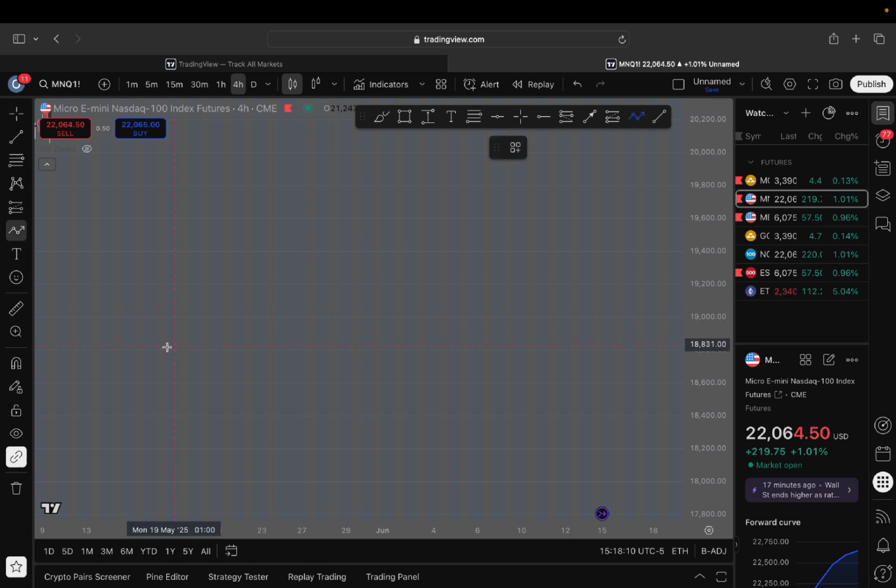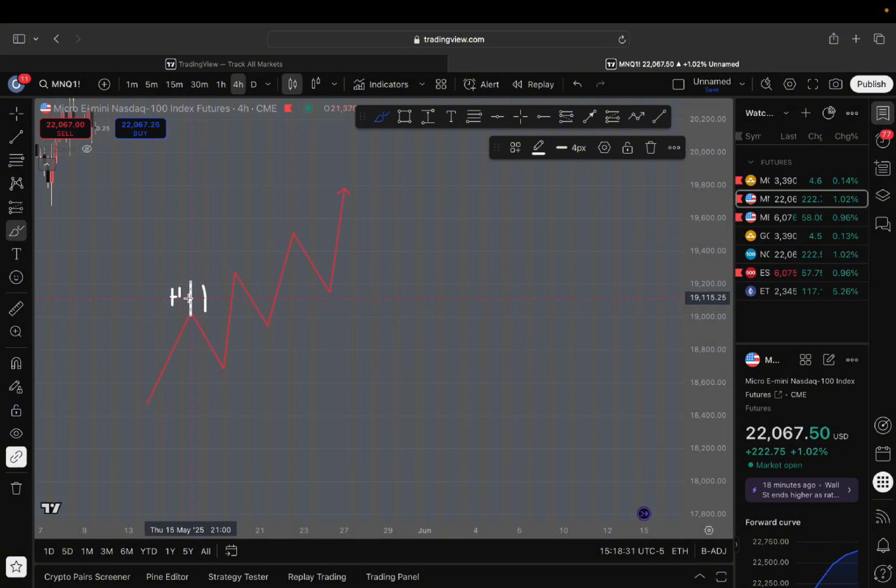Right here I'm going to show you first the uptrend. The market is going to be moving like this on its way up, just like that. This is going to be a higher high, this is going to be a higher low. Okay, this is a higher high, higher low, higher low, higher high.